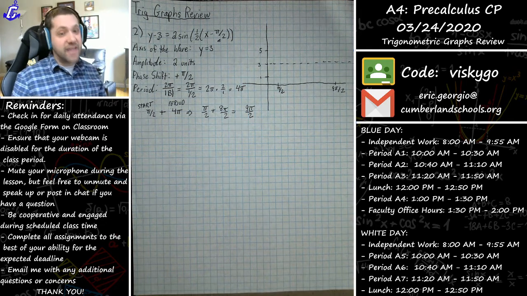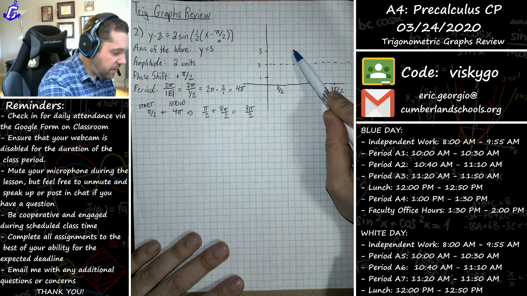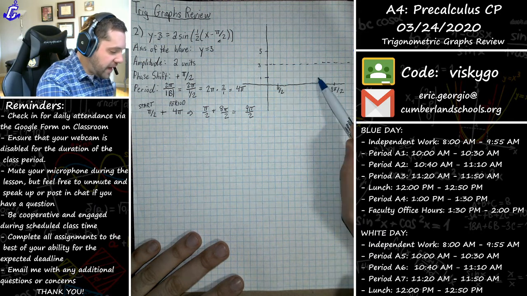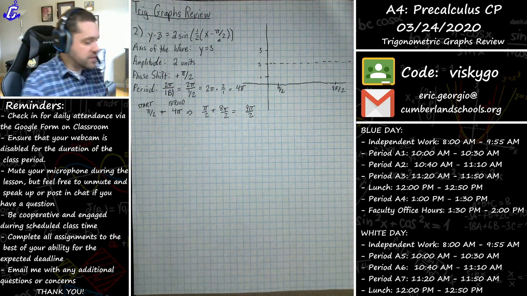This is a sine graph. We know that sine starts on the axis of the wave, goes up like this, back to the axis of the wave, down like this, and back to the axis of the wave. So that's the exact picture that we're going to model.